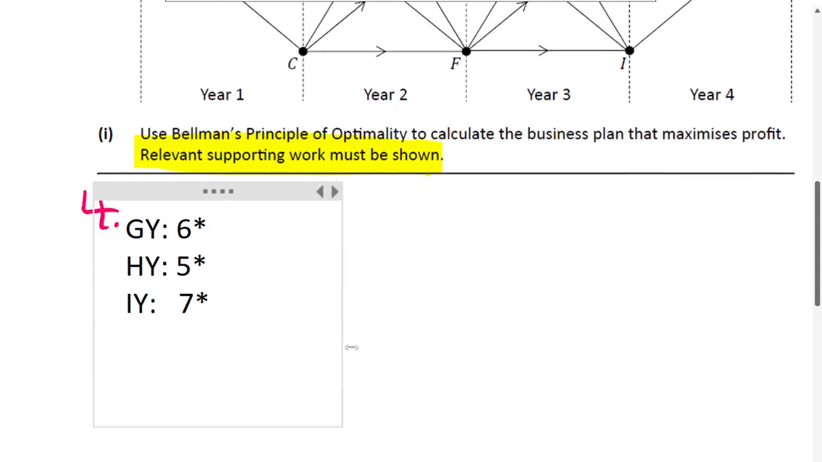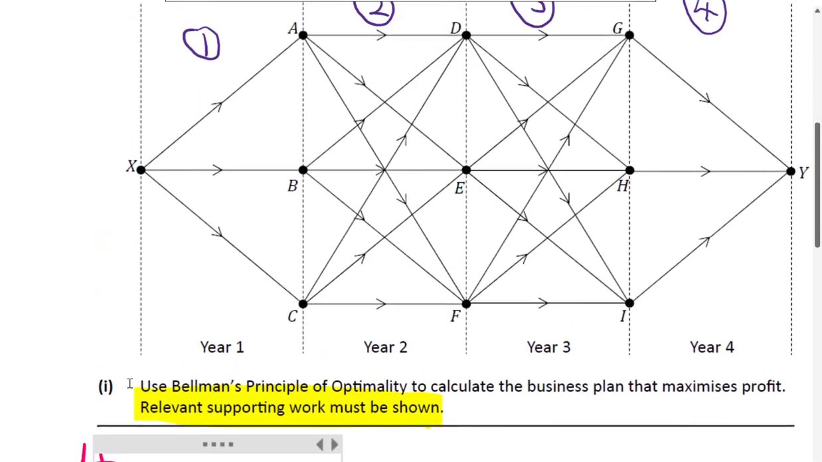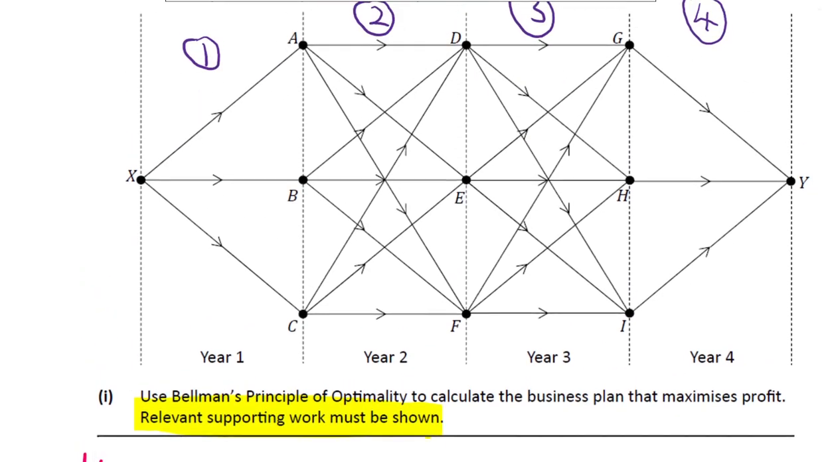Then stage 3 now, I'm going to get into stage 3. And what are the options here? So with stage 3, here's where it gets tedious to write. We have DG, DH, and DI. We have EG, EH, and EI. And we have FG, FH, and FI.